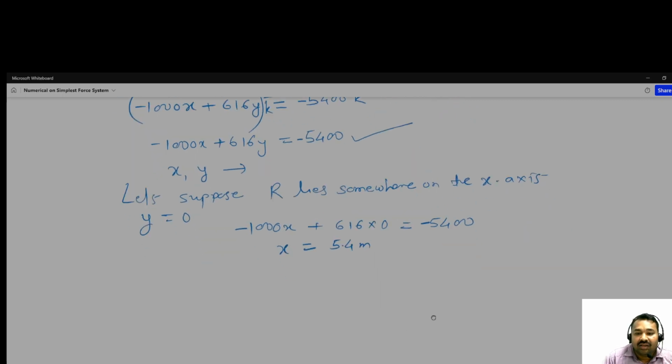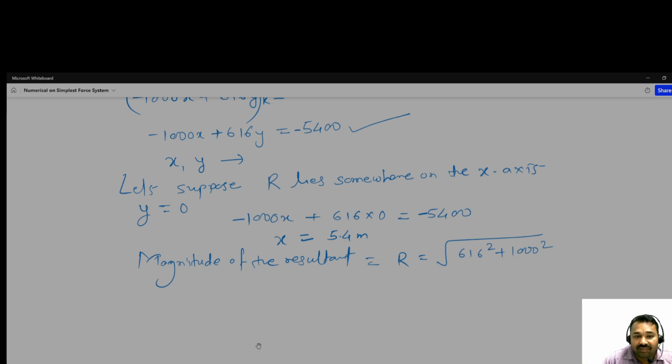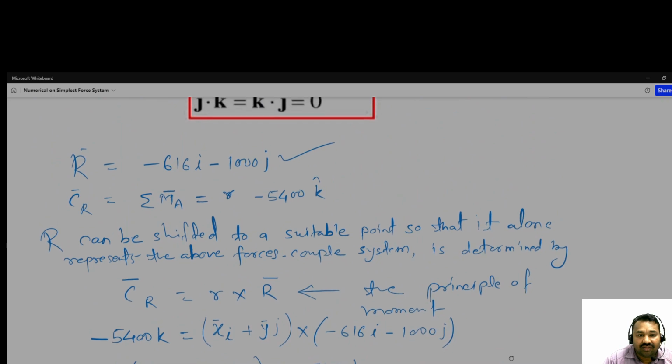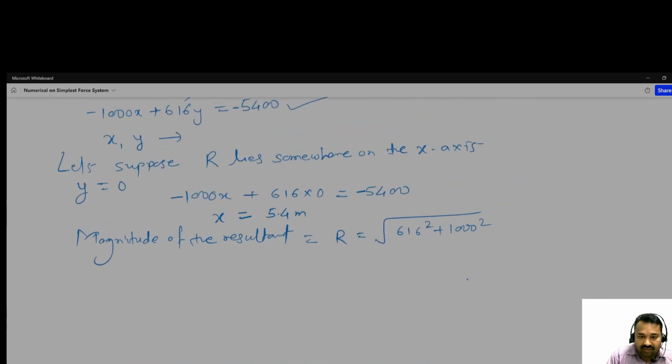Okay, now what about the magnitude of the resultant? So it is R is equal to square root of 616 square plus 1000 square, and it is coming from where? From here, the resultant force vector. Okay, so this we get 1620 Newton. And what about theta?